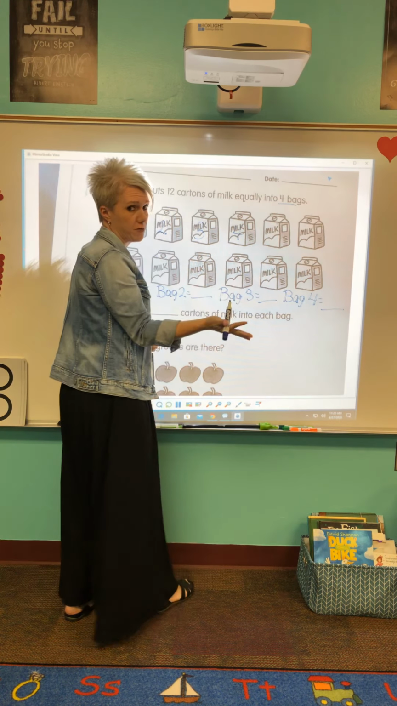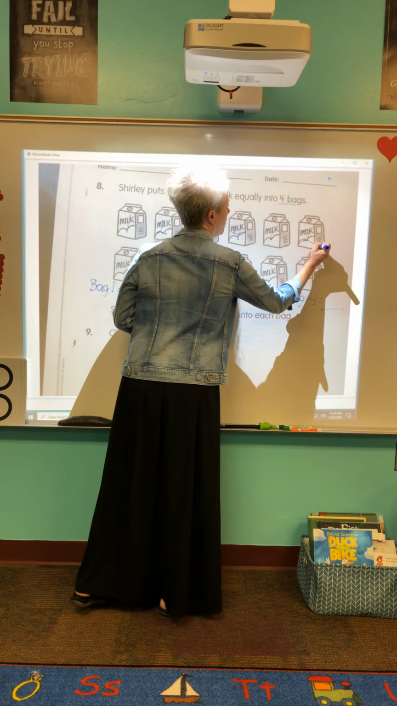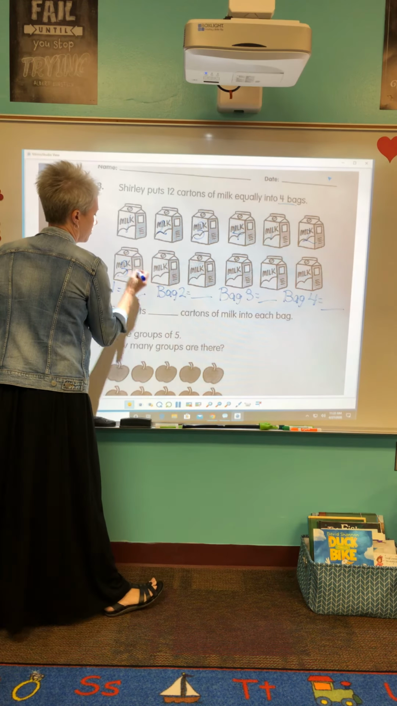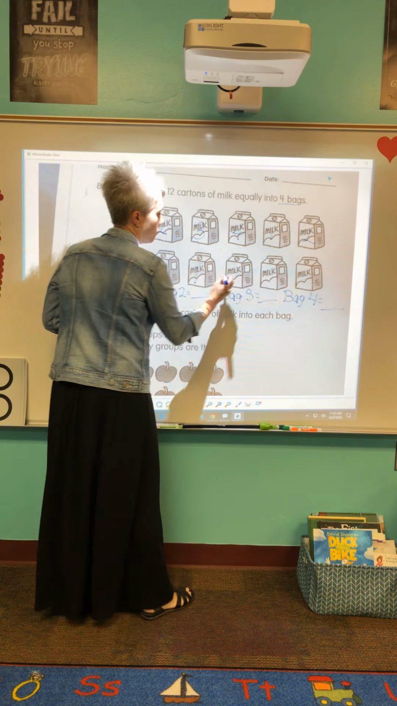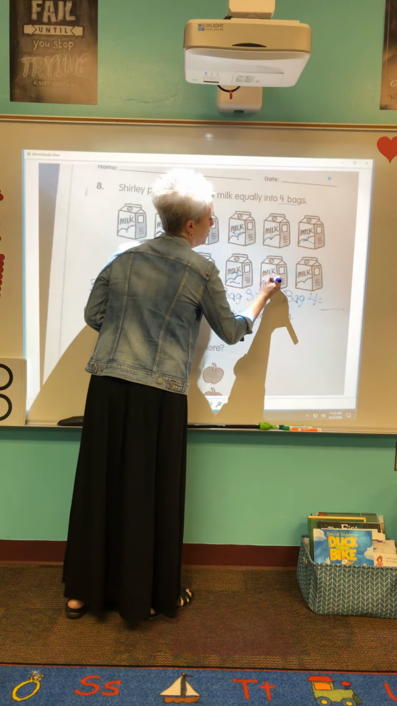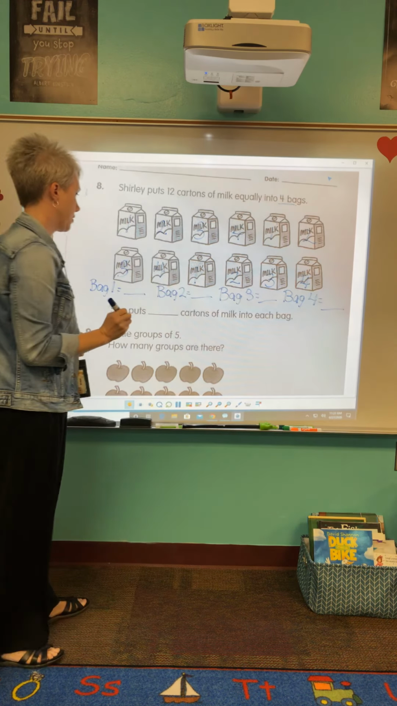I don't have a 5th bag, I only have 4 bags. So this one will go in 1, this one will go in 2, this one will go in 3, this one will go in 4. This one will go in 1, this one will go in 2, this one will go in 3, this one will go in 4. Okay?